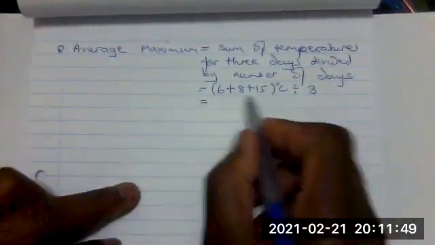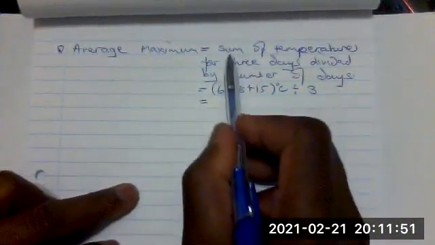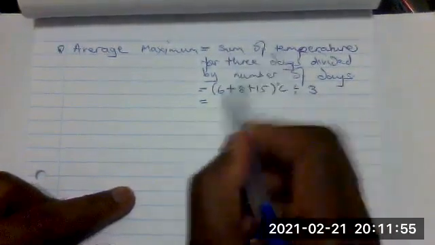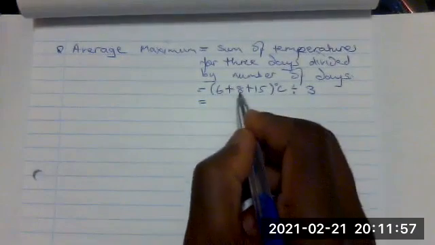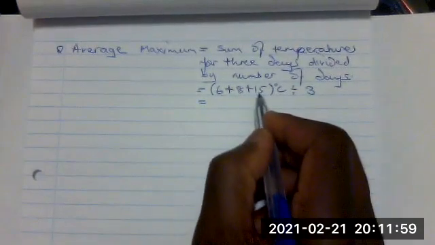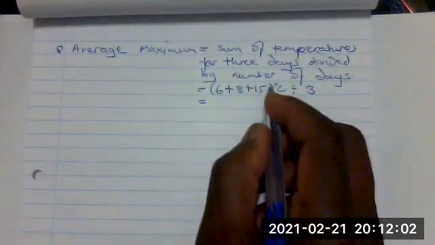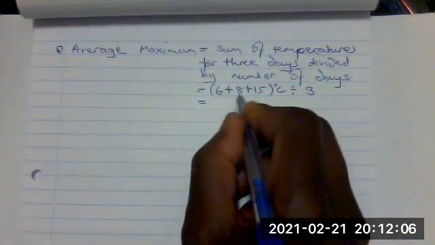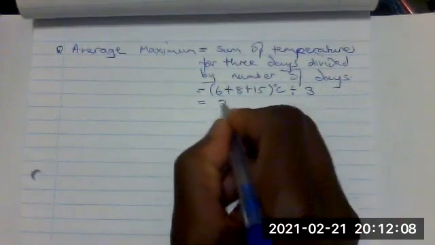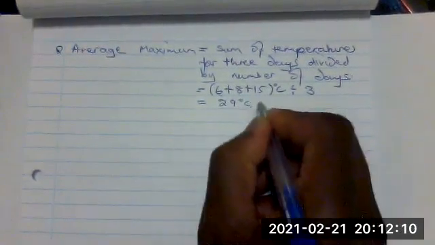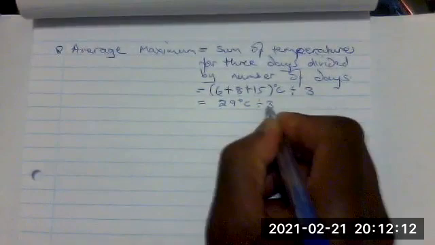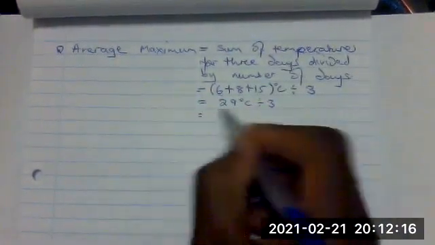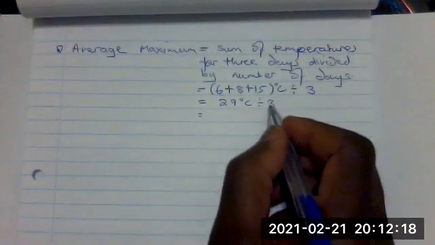So the first thing is for me to find the sum according to the definition for average maximum. The first day it was 6, second day it was 8, third day it was 15. So what is the sum of temperature for the 3 days? 6 plus 8 is 14, plus 15, that's 29 degrees Celsius. Then I divide by 3, right?